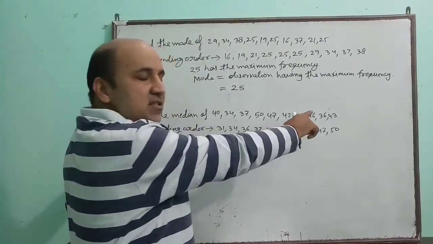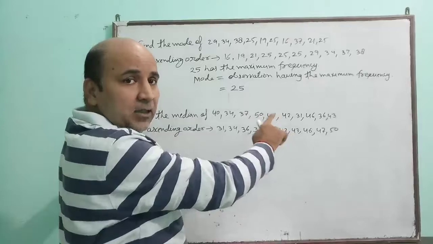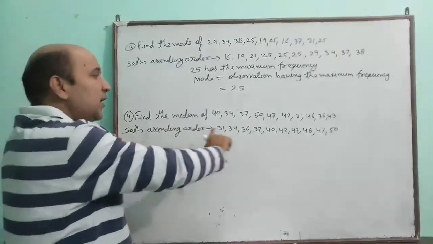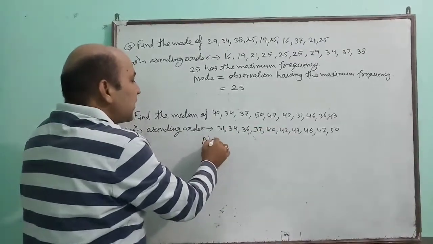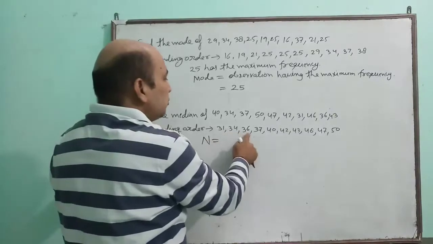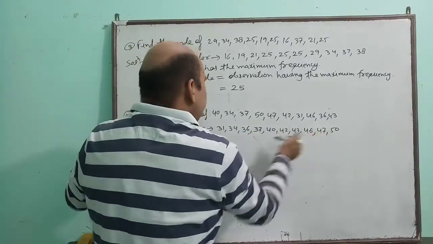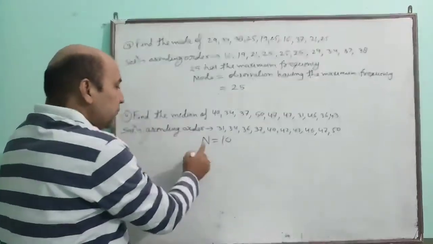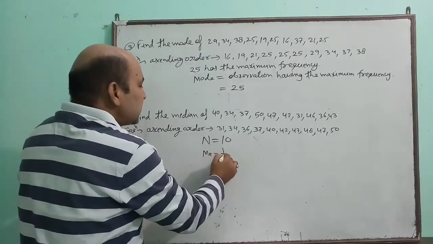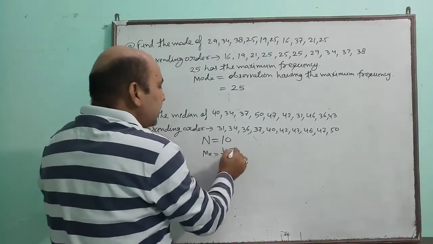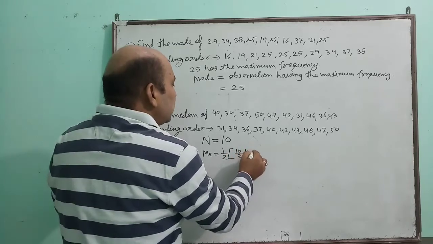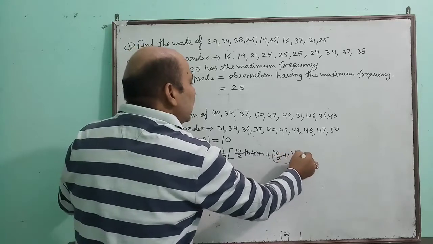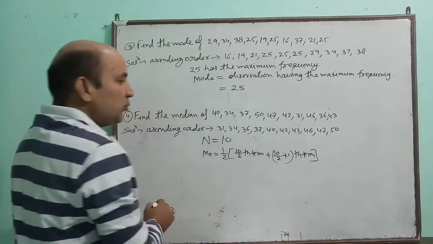Find the median of these numbers. See again, median. To find the median, first we will arrange them in ascending order. After arranging in ascending order, we will count the observations. 1, 2, 3, 4, 5, 6, 7, 8, 9, 10. The number of observations is 10, meaning even. If the number of observations is even, then what is the formula for median? 1 by 2 into n by 2 term plus n by 2 plus 1 term. This is the formula.